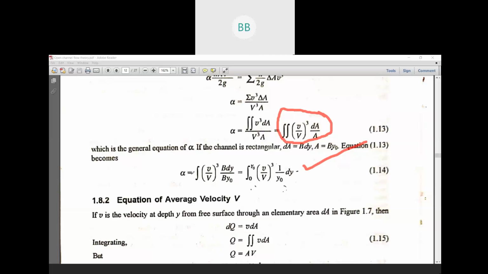So to find out alpha, we have to first find out the average velocity. If it is given, then it's okay. Otherwise, we have to calculate the average velocity for the whole cross-sectional area. Then only you can find out alpha. So whenever you have a numerical related to this energy coefficient or momentum coefficient, you have to first determine the average velocity. If it is given in the question that the average velocity is this, then you need not calculate it. If it is not given, then you have to calculate the average velocity first, then only you can find out the alpha value.